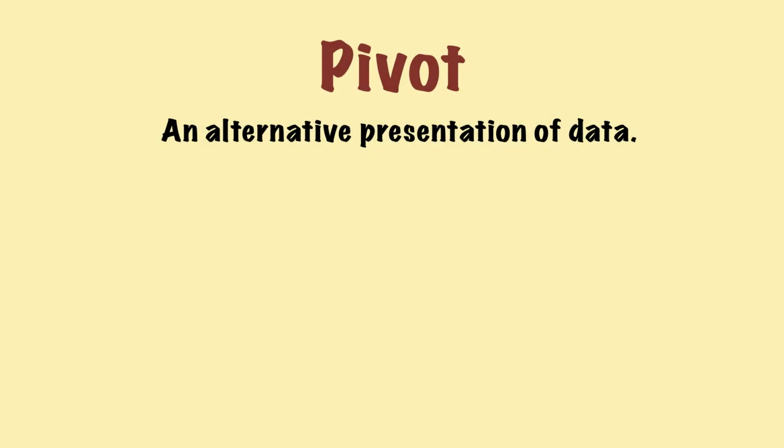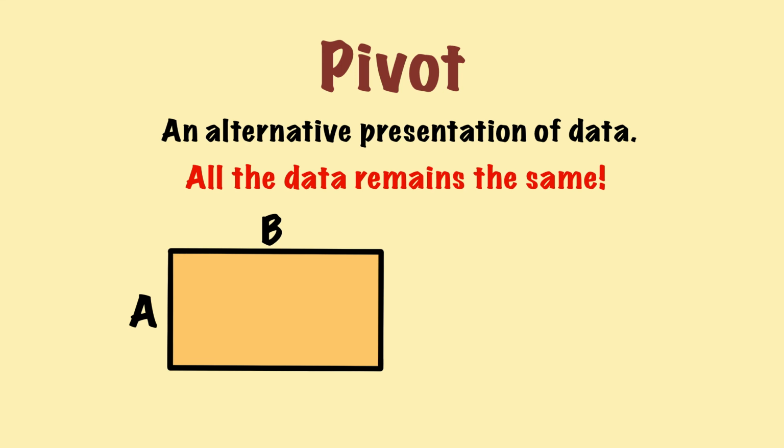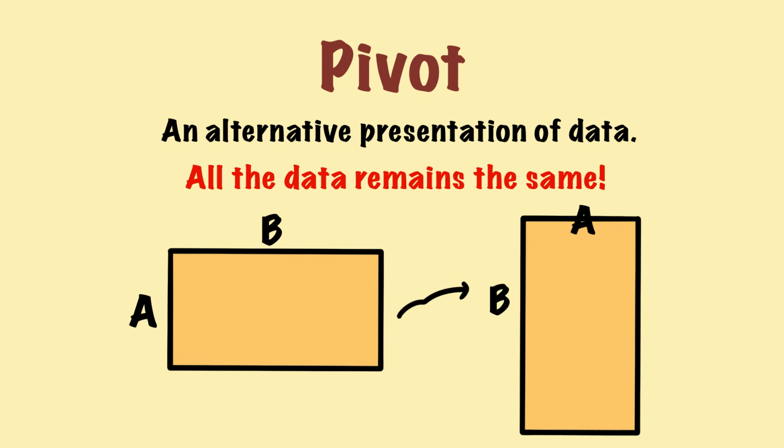The last operation is pivot. Pivot is an alternative presentation of data. In other words, all the data remains the same. We don't abandon some data or remove a dimension. Everything is kept. For example, we have this 2-dimensional data with dimensions A and B. In this case, pivot rotates the data by 90 degrees.